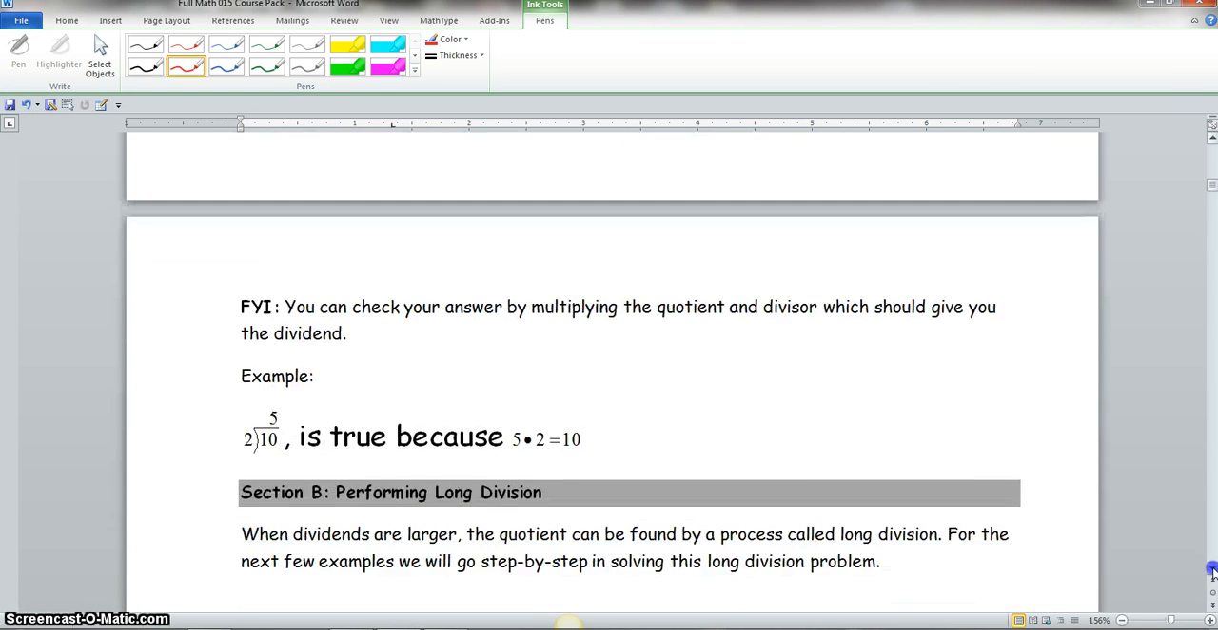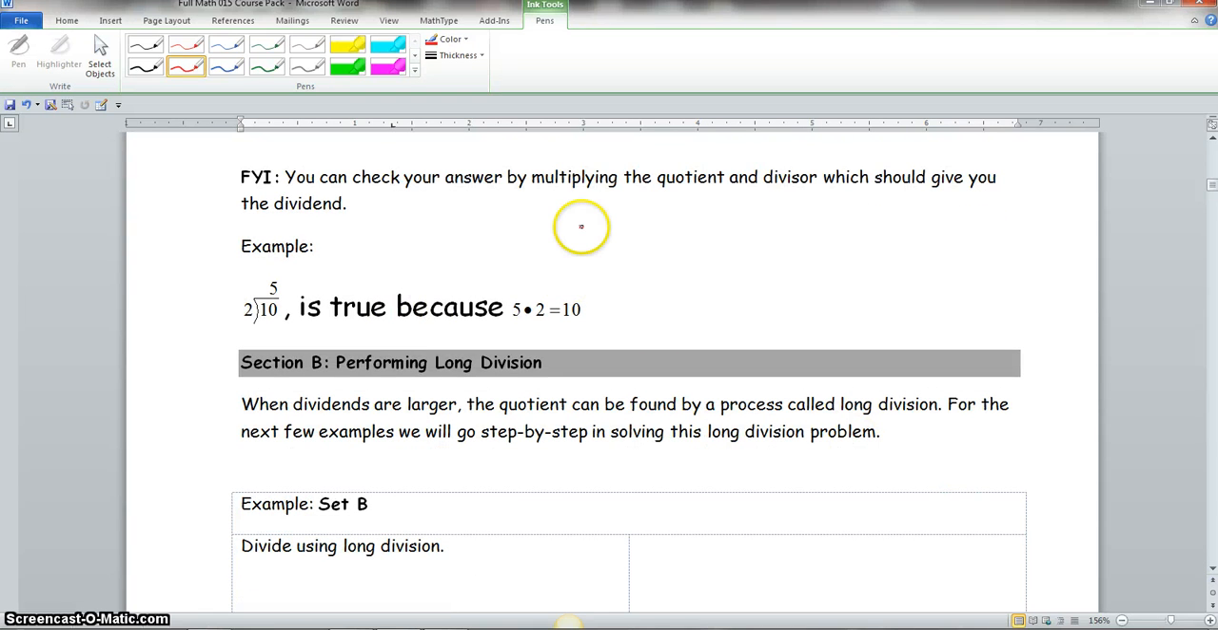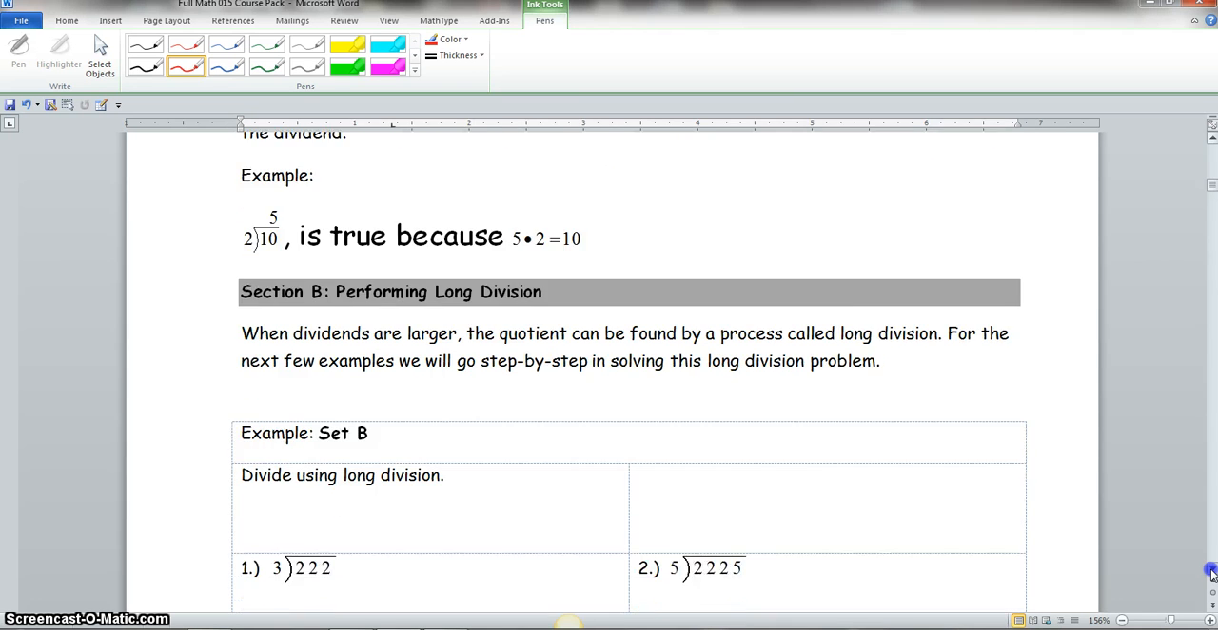Now we scroll down here. It says you can check your answer by multiplying the quotient and divisor, which should give you the dividend. Example, 2 goes into 10 5 times. It's true because 5 times 2 gives us 10. Now, it says when dividends are larger, the quotient can be found by a process called long division. For the next few examples, we will go step by step in solving this long division problem.